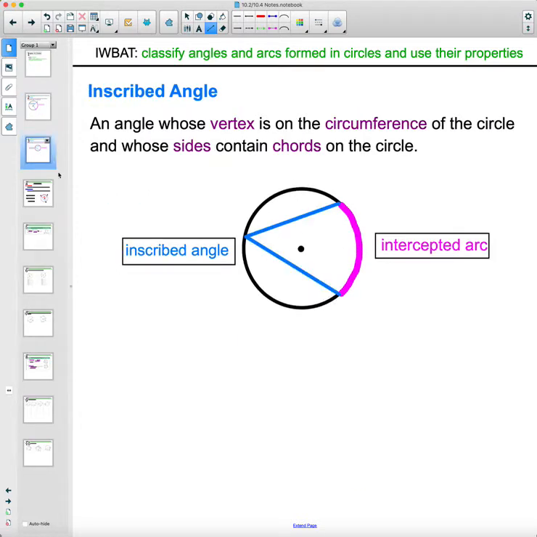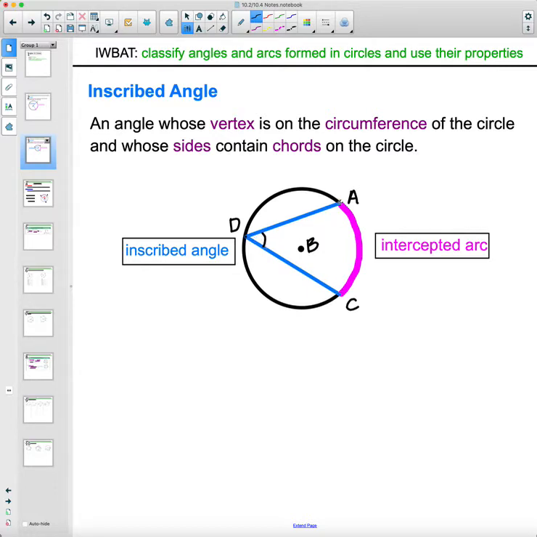Then when the vertex of the angle actually gets pulled out to the edge of the circle, that's called an inscribed angle. So an inscribed angle has its vertex on the edge of the circle instead of on the center. So if we put some letters here, A, B, C, D, it starts at A, goes to D, ends at C. So here's your inscribed angle.